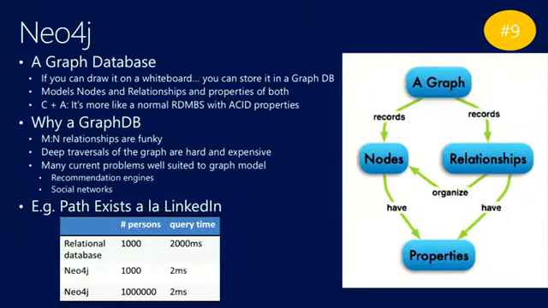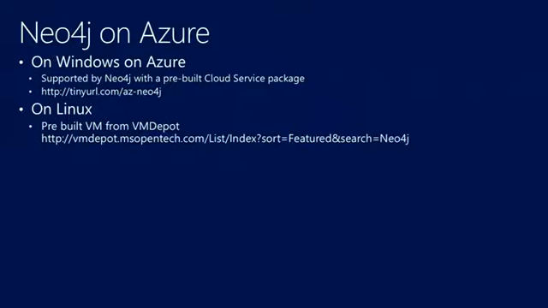Good example here, path exists, like you get in LinkedIn. So, do I know Steve in LinkedIn? Well, yeah, I kind of do through all these friends. 2,000 milliseconds in a relational DB, 2 milliseconds in Neo4j, pretty much regardless of how big that graph happens to be. So that's kind of cool if you've got that sort of data.